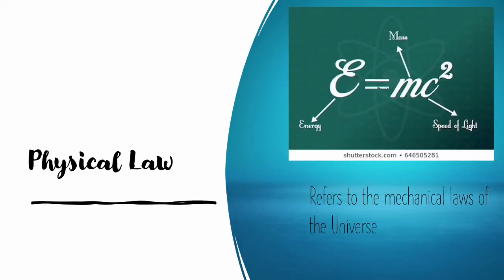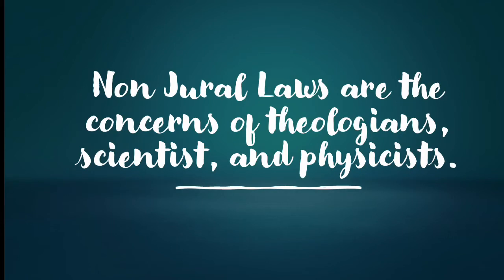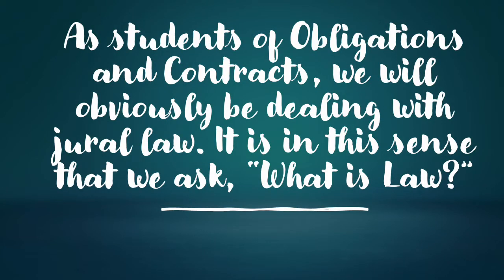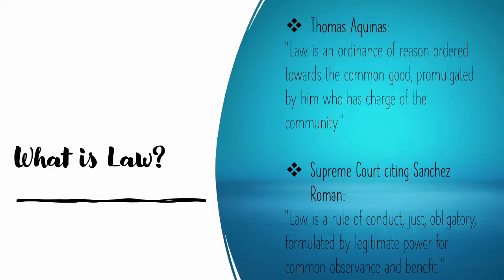And the last one is the physical law, which refers to the mechanical laws of the universe. Examples are the laws of gravity by Galileo, Newtonian mechanics, or Einstein's law of relativity. Non-jural laws are the concerns of theologians, scientists, and physicists. As students of obligations and contracts, we will obviously be dealing with jural law. It is in this sense that we ask, what is law?